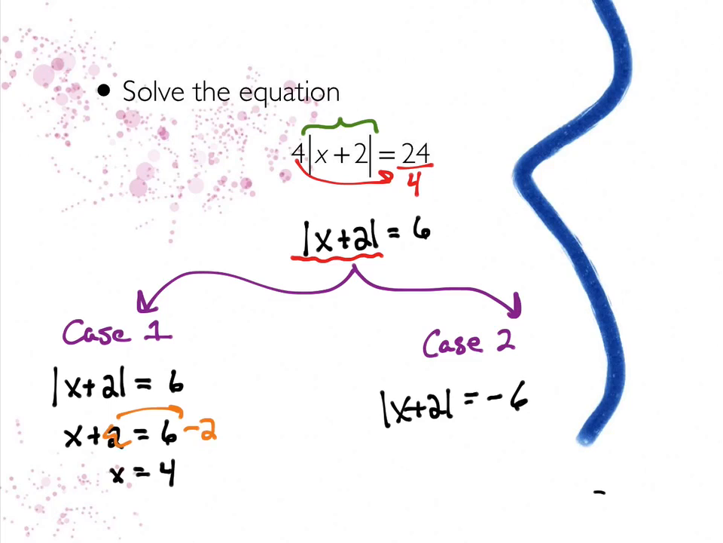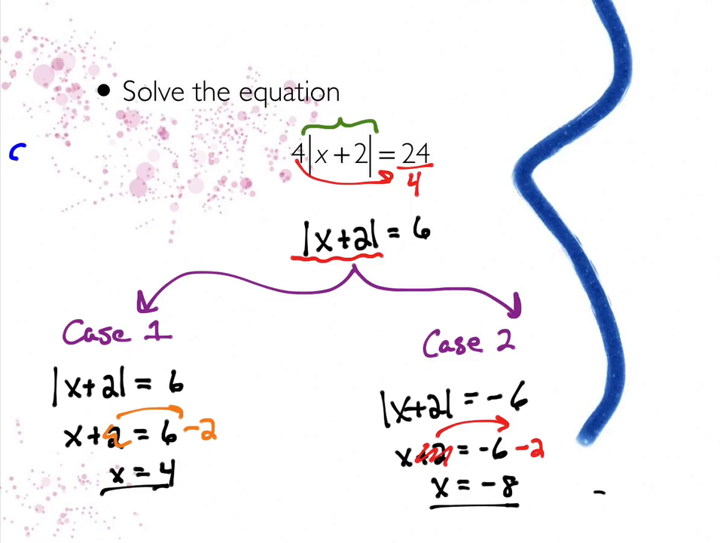And then I'm going to do the same to case 2, x plus 2 equals negative 6, and I'll bring this over and make this a minus 2, get rid of that. So x is going to equal negative 8. So here I have two separate answers. Why do I have two separate answers? Well, let's do a quick check here and we'll see why.